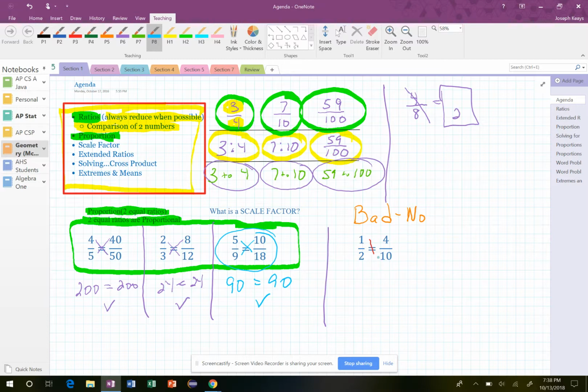Notice 1 times 10 is 10, and 2 times 4 is 8. So these are not proportional. So this is a bad situation. So understand that not everything is proportional. The first three are proportional, and this last example is not. So far we've learned about ratios. A ratio is a comparison of two numbers, and a proportion is two equal ratios, and we have this verification trick. Okay, that's going to be part one. Be on the lookout for another video here in a second.